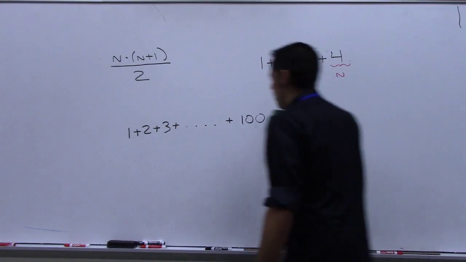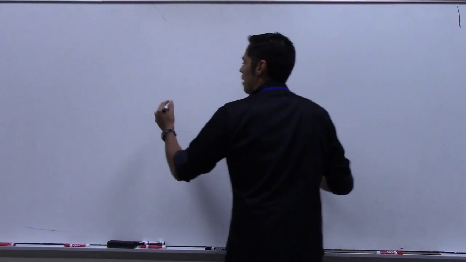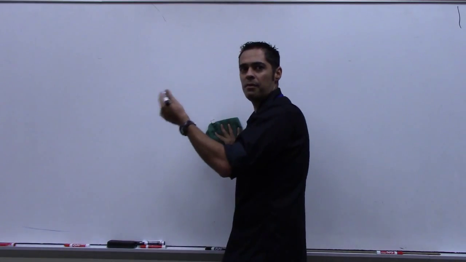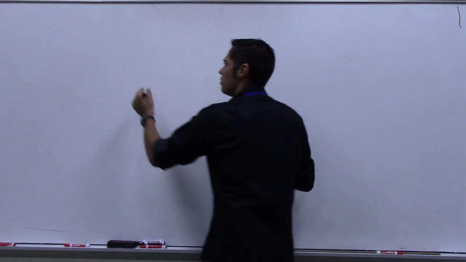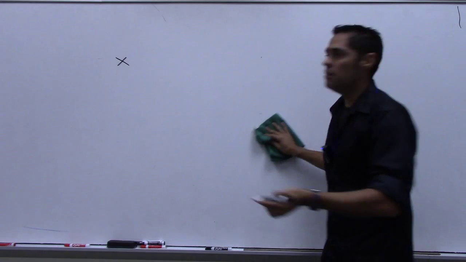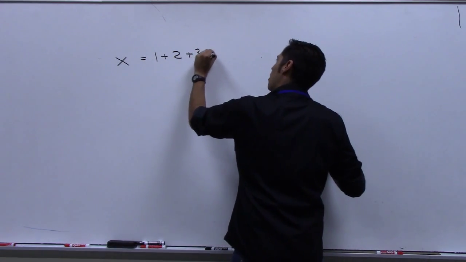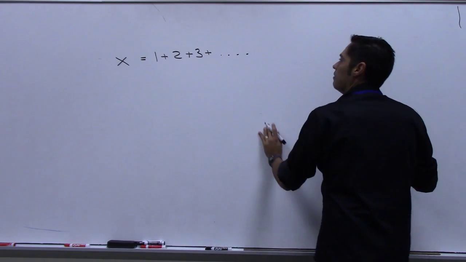Okay, so Gauss said, here's how I did it. He said, I'm trying to find the sum of the first 100 numbers, right? So let's just call that, I'm going to call it x. I don't know if he called it x. I don't know what he called it. 1 plus 2 plus 3, all the way out to 100, right?